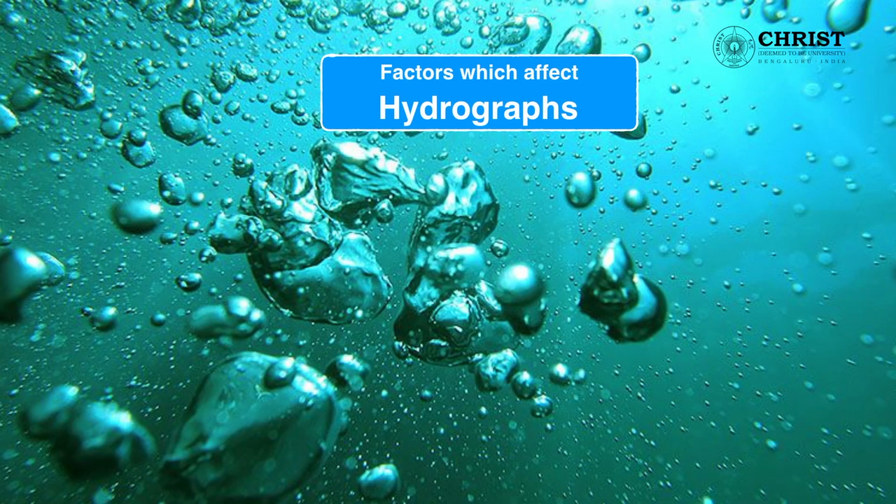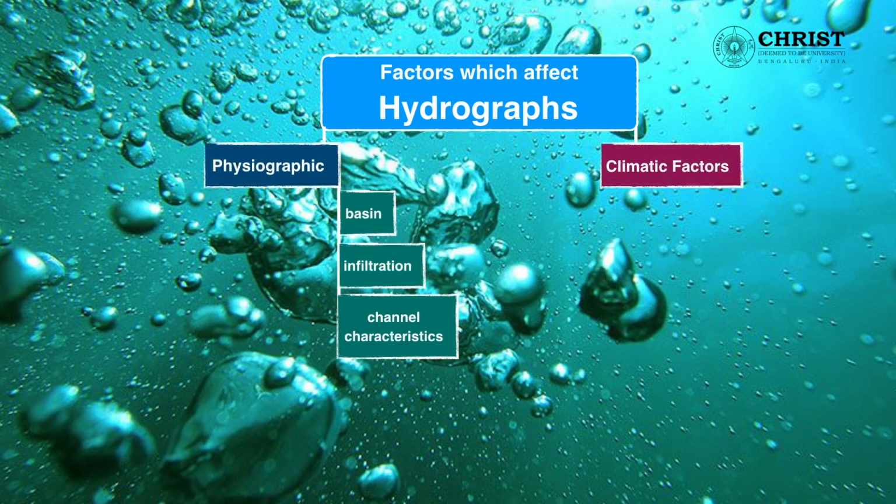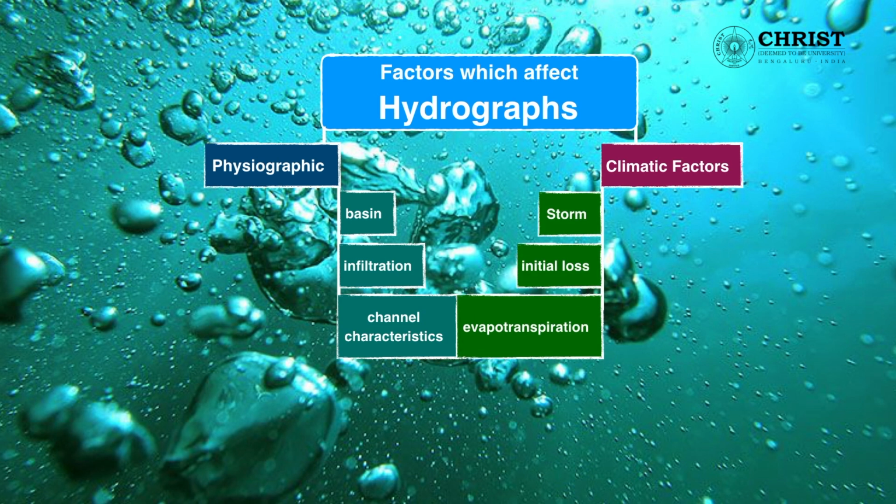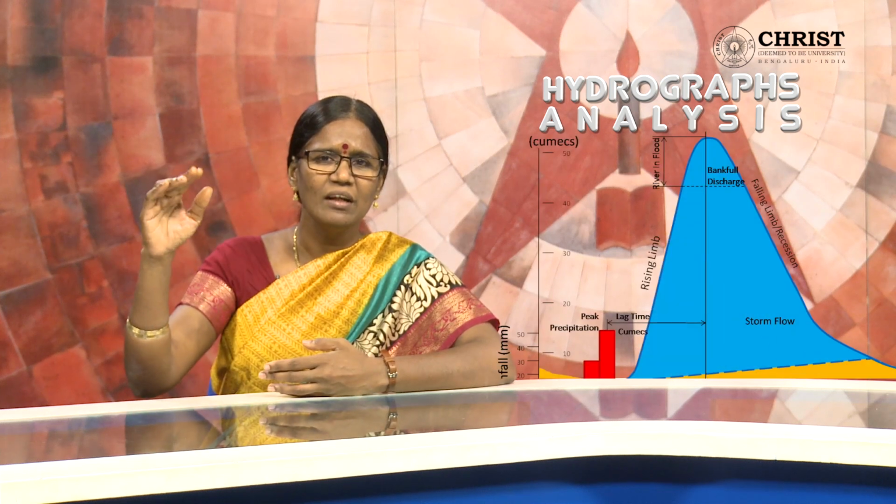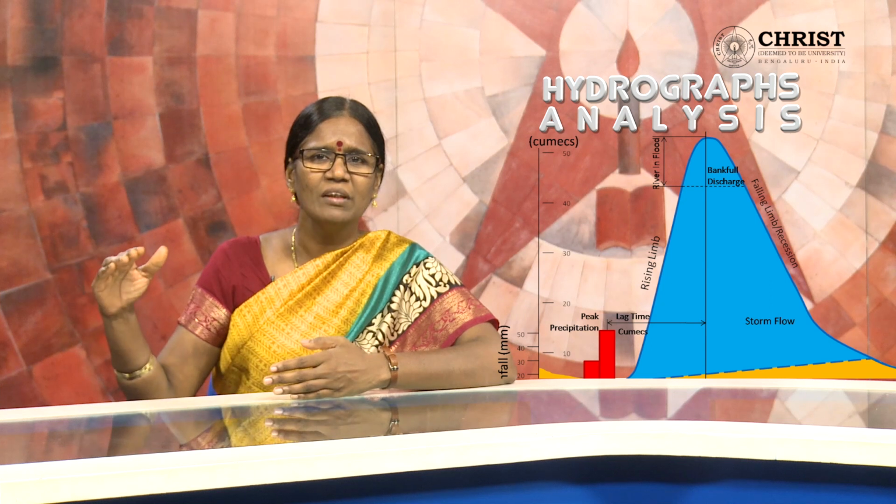Now, let us discuss the factors which affect hydrographs. We have mainly two factors, physiographic and climatic factors. Under physiographic factors, we have basin characteristics, infiltration characteristics and channel characteristics. The storm characteristics, initial loss and evapotranspiration come under climatic factors. Both physiographic and climatic factors influence the rising limb of the hydrograph, whereas the falling limb is affected mostly by physiographic factors. The reason behind this is that accumulation of water takes place in the rising limb and depletion takes place in the falling limb.